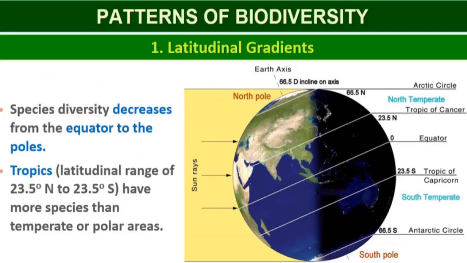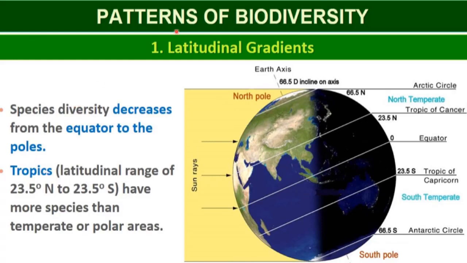So let's start today's lecture with patterns of biodiversity. Biodiversity is not the same everywhere, meaning on every part of earth the number of species is not the same. On some places more animal and plant species are found, meaning those areas are biodiversity rich areas, but in some areas only a few species of plants or animals are found, right? So biodiversity is not the same everywhere, we can say.